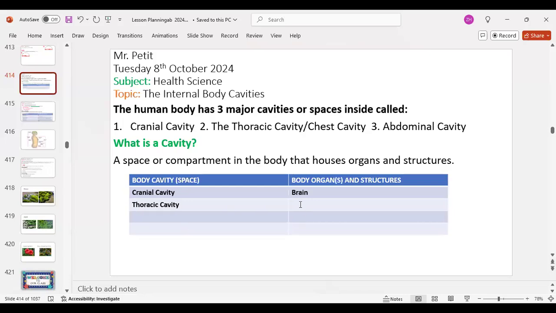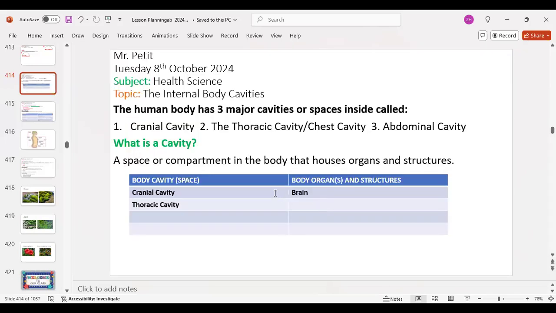After the cranial cavity, what else do we have? This one right there, what's that called? Thoracic cavity. Now, can someone tell me what all organs are inside the thoracic cavity? The heart, the lungs.